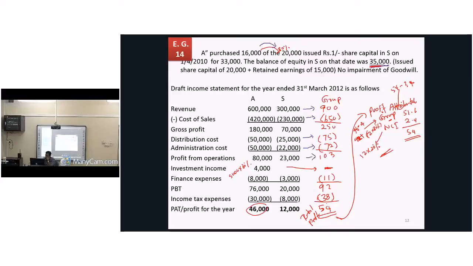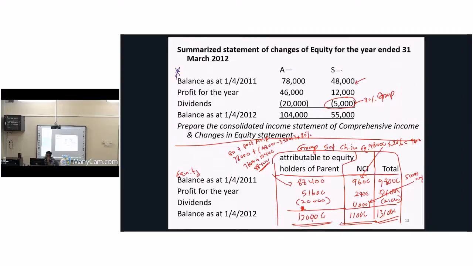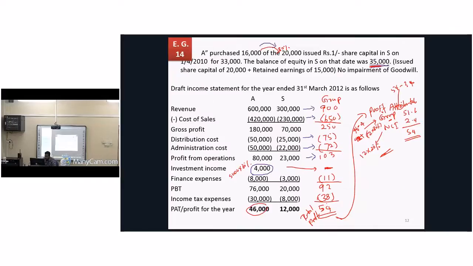There is investment income in the parent's column of 4,000. What would it be, if you can guess? Look, the subsidiary has paid a dividend of 5,000. Out of 5,000, 80% will be received by the parent. Therefore, 5,000 into 80% is 4,000. Look, the parent has recognized it as dividend income.